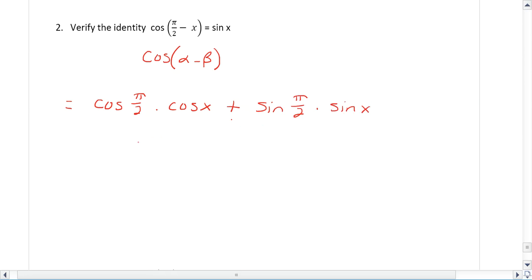Now looking at your blue sheet, I don't know if you recognized pi over 2 is 90 degrees, and the cosine of 90 is 0, so we put that in right here. So I have 0 times cosine x plus, now we look up the sine of 90, and that is 1 times the sine of x. Anything times 0 is 0. 1 times sine is sine. So I have verified this identity. I got sine x equals sine x.